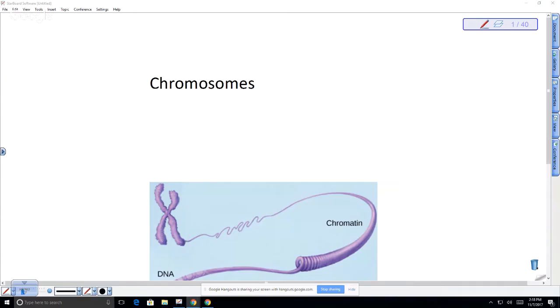So we are going to finish chapter 7, and then we're going to move on to, not chapter 7, are we in chapter 7? Or chapter 7, we're going to move on to chapter 8, which is Mendelian genetics.